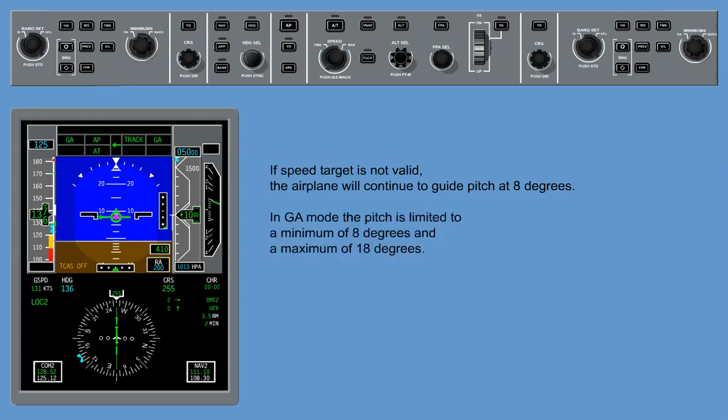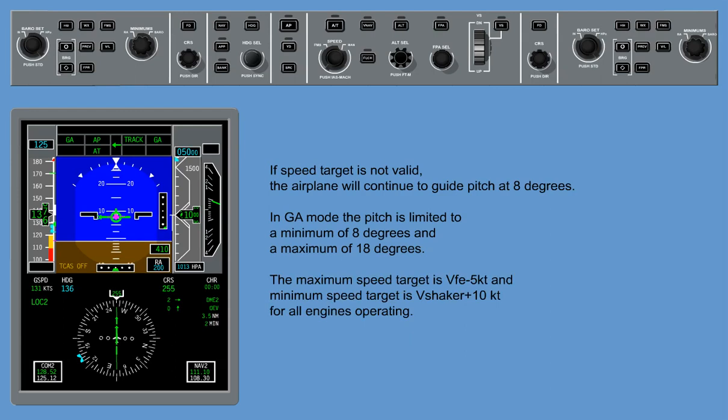In go-around mode, the pitch is limited to a minimum of 8 degrees and a maximum of 18 degrees. The maximum speed target is VFE minus 5 knots, and minimum speed target is V-shaker plus 10 knots for all engines operating. For one engine inoperative, the minimum speed target is V-shaker plus 3 knots.